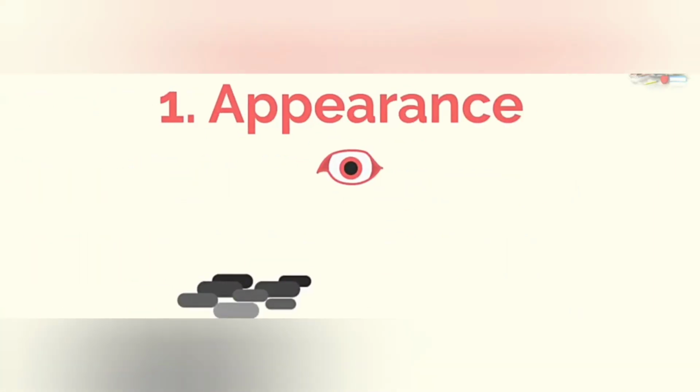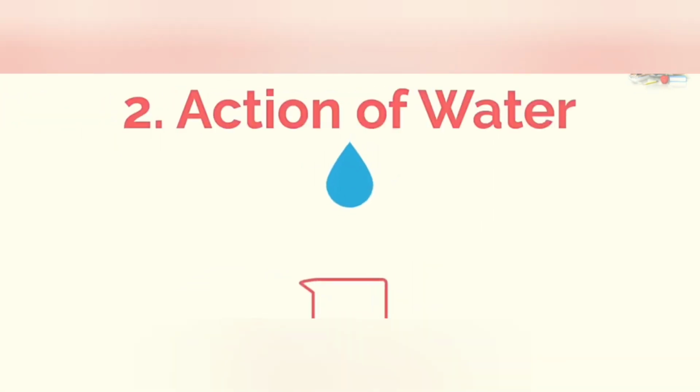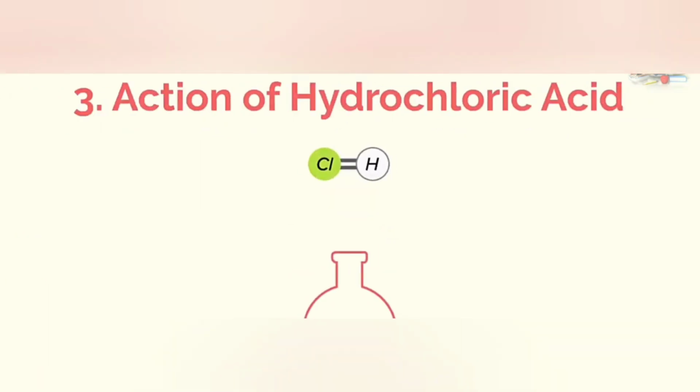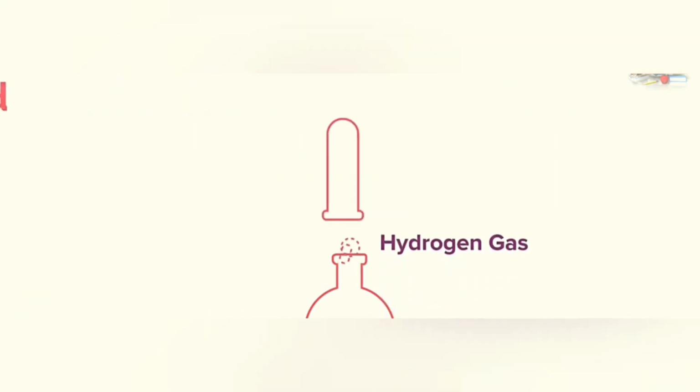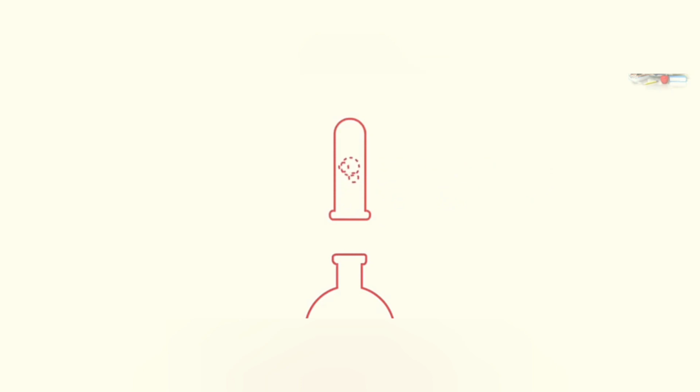Iron filings are dark grey crystals, whereas sulfur is a bright yellow powder. You will see that the iron sinks and the sulfur floats. With iron filings, you can see bubbling. The iron reacts with the acid to produce hydrogen gas, which can be tested for by holding an empty tube over the tube of iron filings and acid.